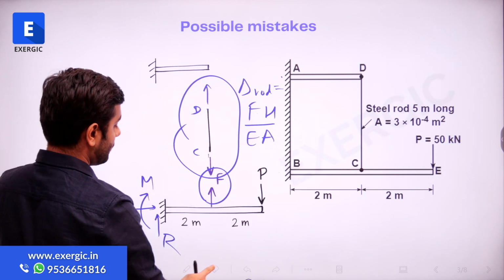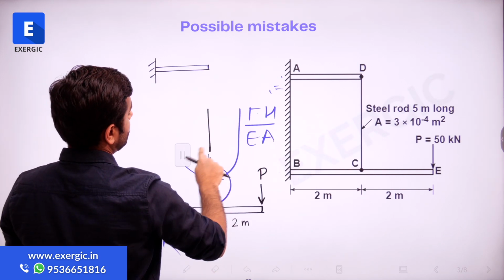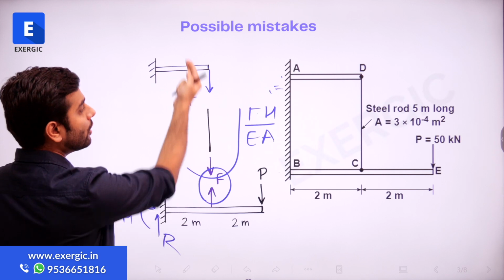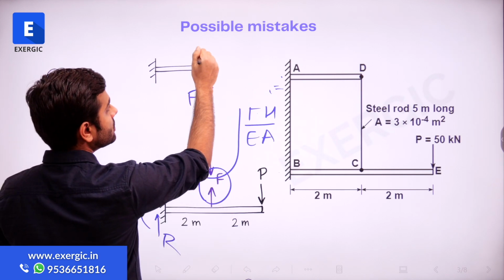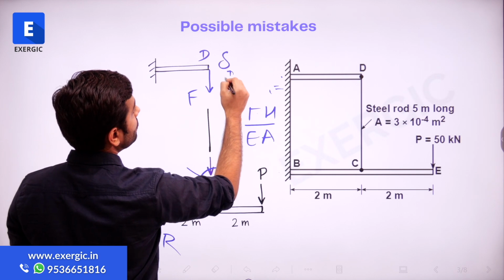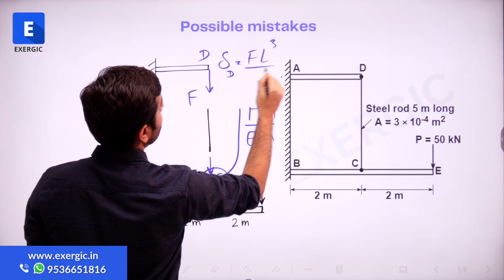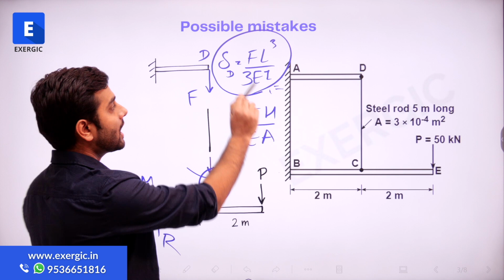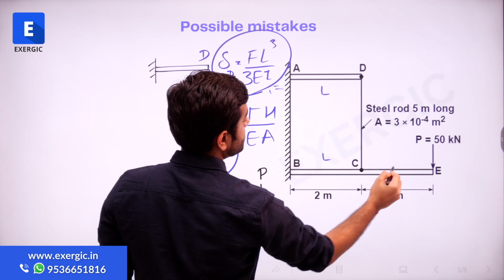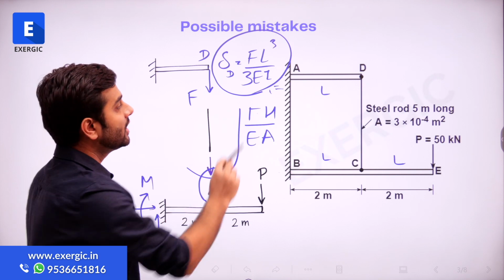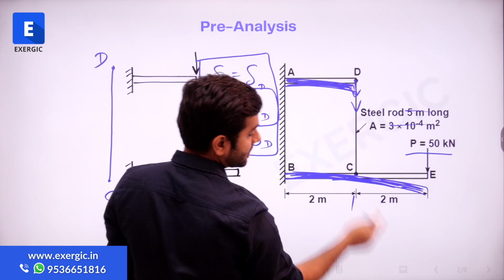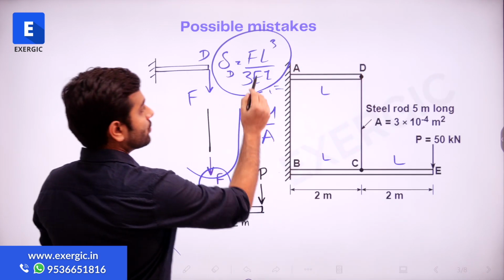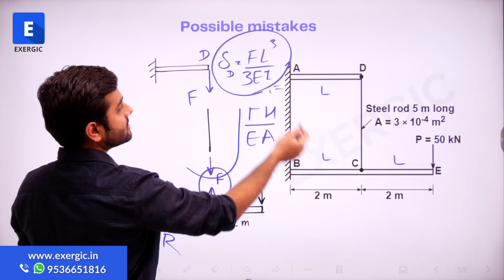How? Look at the free body diagram here. This force F is going to act here also, right? This F will be transmitted throughout. So this will be acting at point D also, which clearly means that the deflection of D will be equal to FL cube divided by 3EI, right? Force acting at the free end of a cantilever beam. A direct expression we know. L is the length, L is equal to 2. We know that. EI value is given to us in the question for AD and also for BE. So EI is known, length is known, 2 meter is the length, F is unknown.